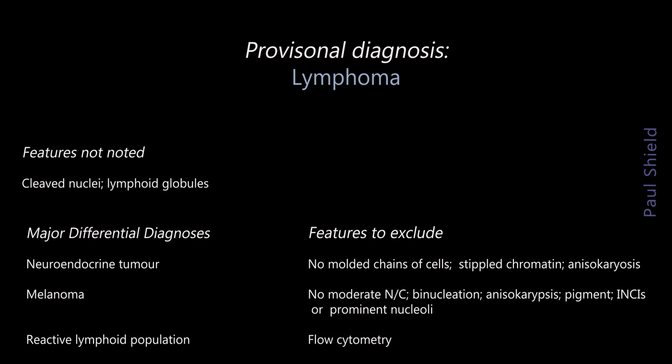Things that were missing maybe that can sometimes be seen, these are quite variable, are particularly cleaved nuclei, some irregular nuclear membranes, and although I thought I saw maybe lymphoid globules in places, they weren't really a marked feature of this. So what are the principal diagnoses we need to exclude?